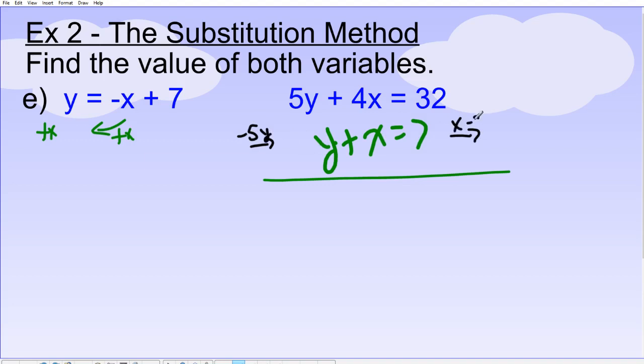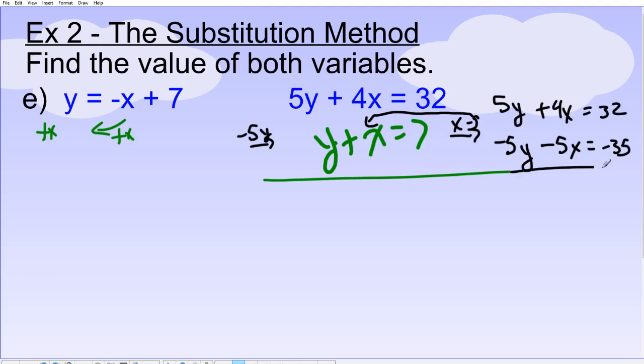So when I multiply by -5, I'm going to get -5y minus 5x, because -5 times x is -5x, equals -35 on the bottom. Up top, 5y plus 4x equals 32. Boom. And eliminate. Y's gone. X's -1. Constants -3. Divide by -1 on both sides. X is equal to +3.